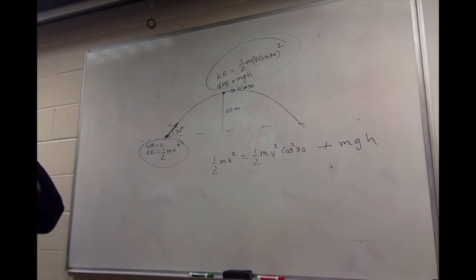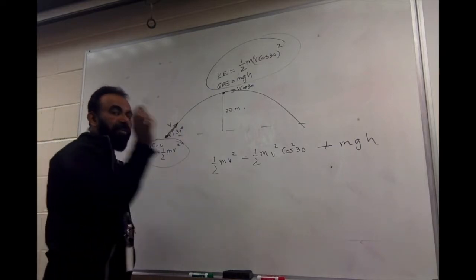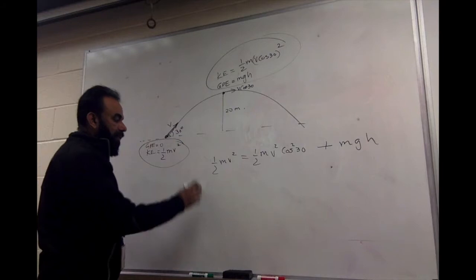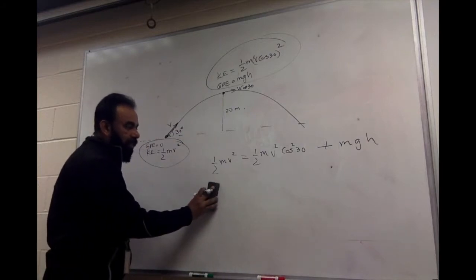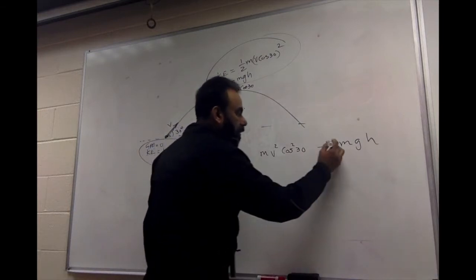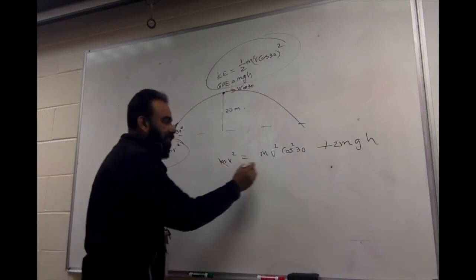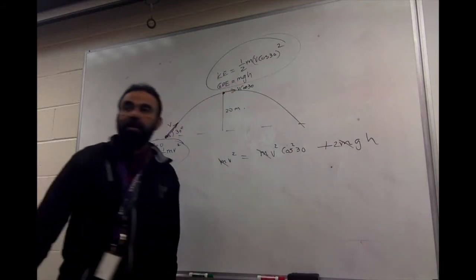What can you do now from this equation? Cross out half on both sides. How do you eliminate 1/2? Multiply through by 2. So if I multiply through by 2, this equation becomes v squared equals v squared cosine squared 30 plus 2gh. Is that right? You can take out an m. You can just divide the whole equation by m, and m is gone.